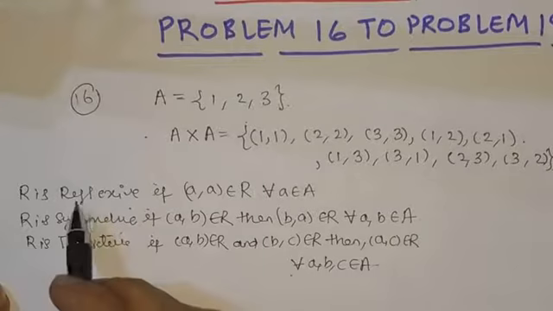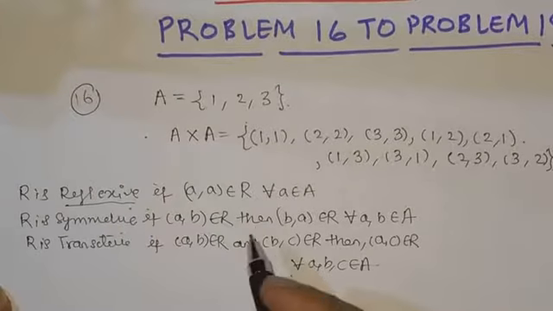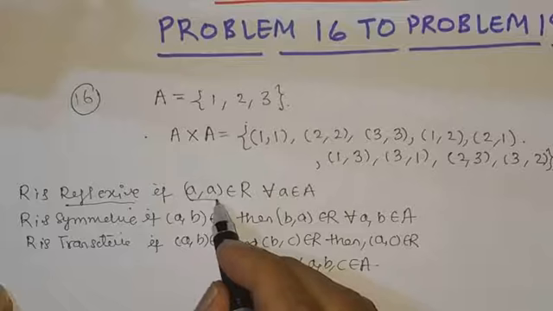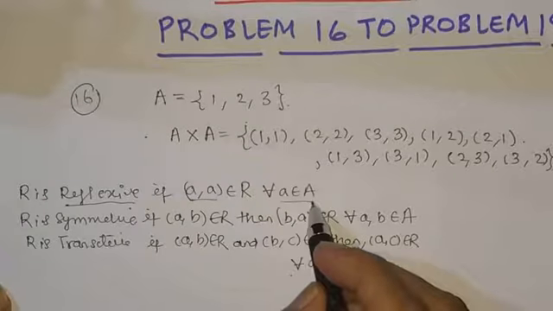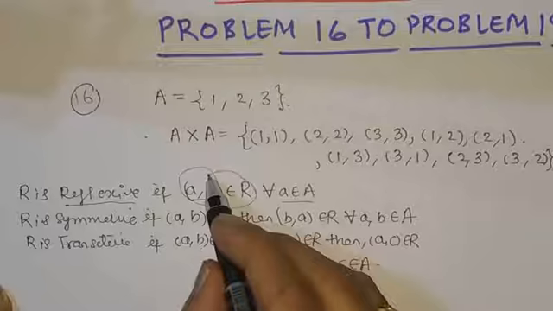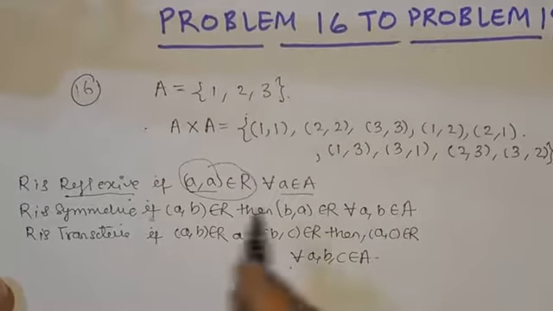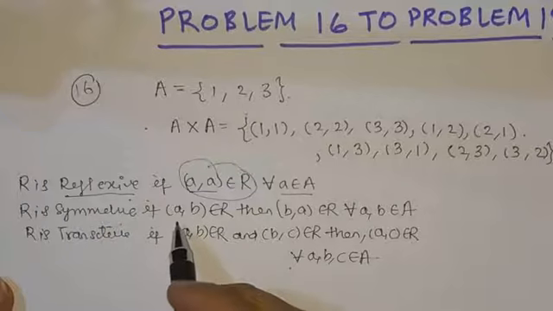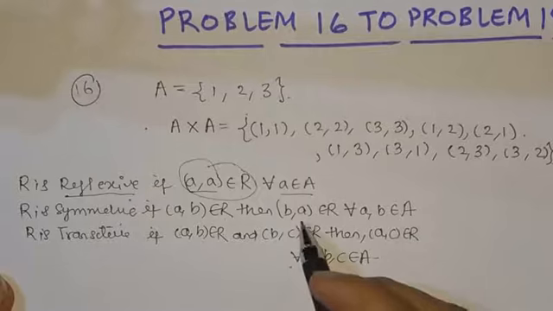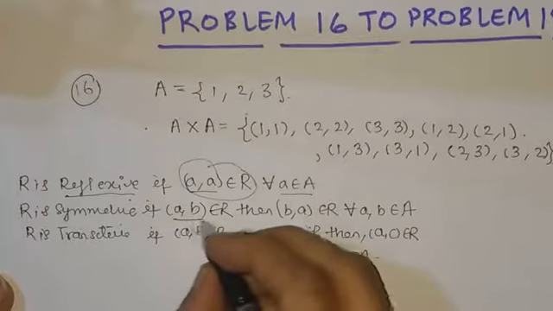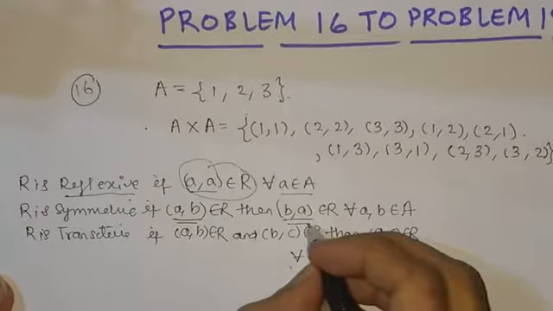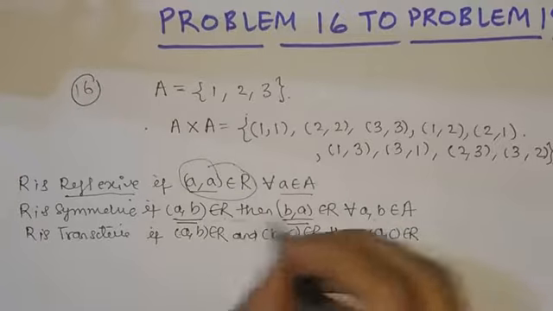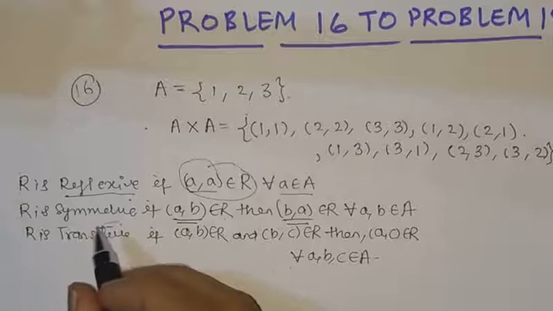So here you can see that reflexive relation means what? You have (a, a) belonging to R for all a belonging to A. So for all a this condition should be satisfied. Okay. So that is the reflexive relation. Now what is symmetric? Now this is a conditional statement, right? If (a, b) belongs to R, then (b, a) belongs to R. Okay. So if (a, b) belongs to R, then you should have (b, a). Okay. So that is a symmetric relation.